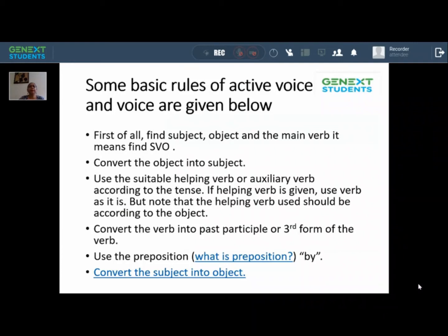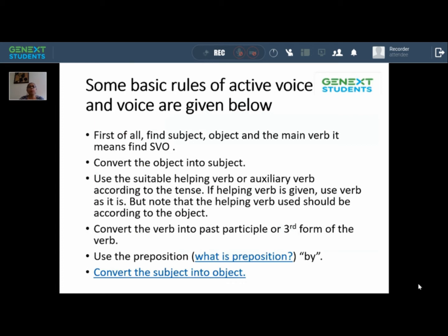Some basic rules of active voice and passive voice are given below. Okay, first of all, find subject, object, and the main verb. It means find subject, verb, and object. So that is the pattern that we have earlier studied when we were doing the tenses. We have checked that out.